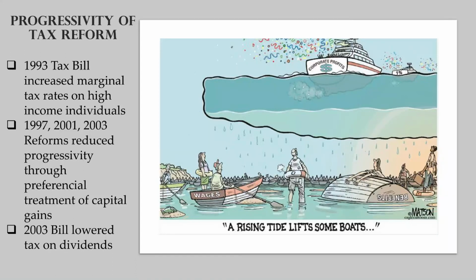The 1997, 2001, 2003 reforms reduced progressivity through preferential treatment of capital gains. So this was kind of going backwards, right? And instead of promoting progressivity, some of these reforms actually, or at least some economists argue that they reduced progressivity because they provided all of this preferential treatment for those individuals who benefited from these capital gains. Of course, this favored the rich and not those at the bottom of the economic strata. And then the 2003 bill lowered tax on dividends, which created an even more reduction in progressivity, right?